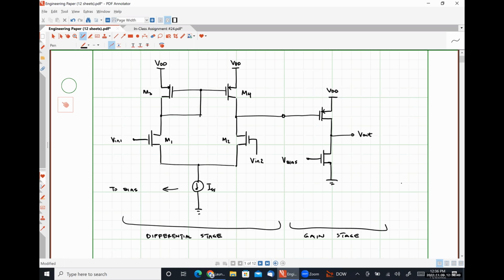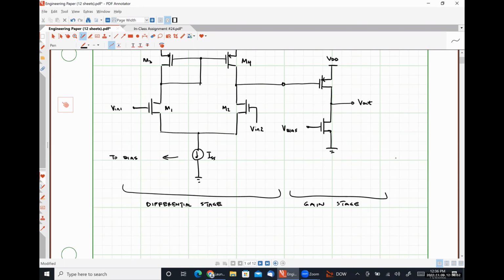So our overall system gain will be of the form, our differential gain multiplied by our gain stage gain. But both of these quantities are actually frequency dependent. We dealt with the frequency dependency of our differential stage in class on Monday, because today is Wednesday. Does that sound right? Yeah.